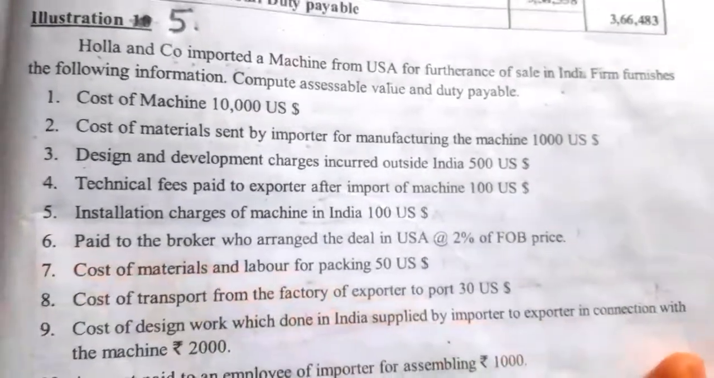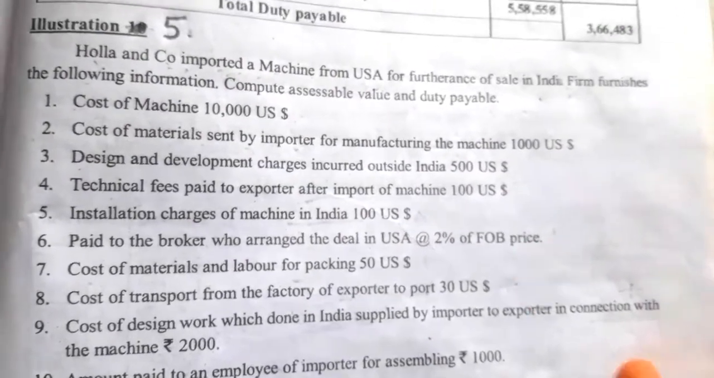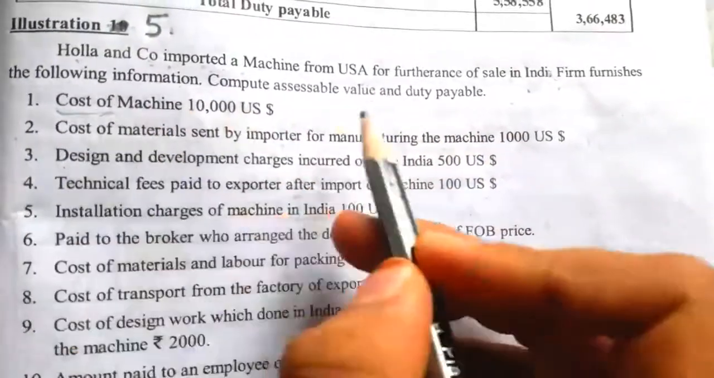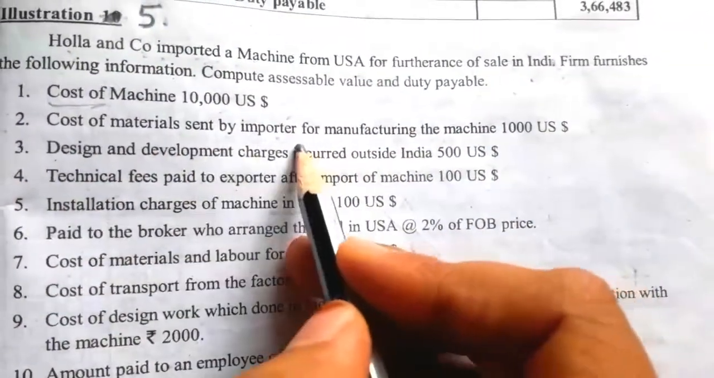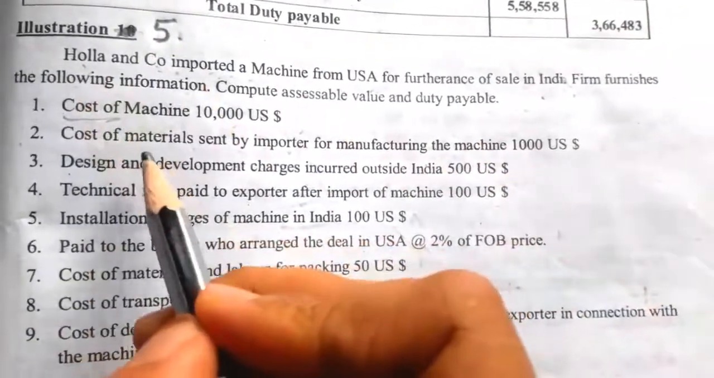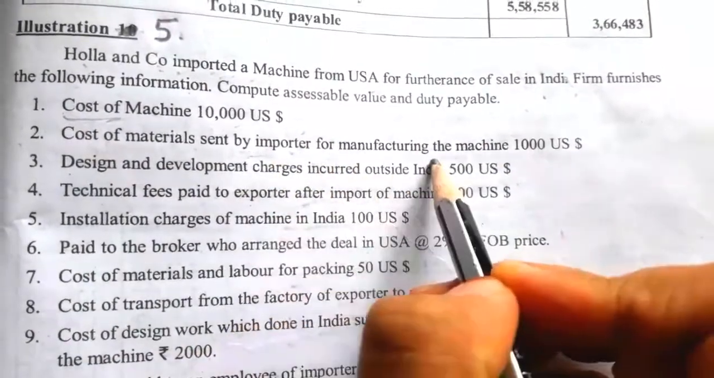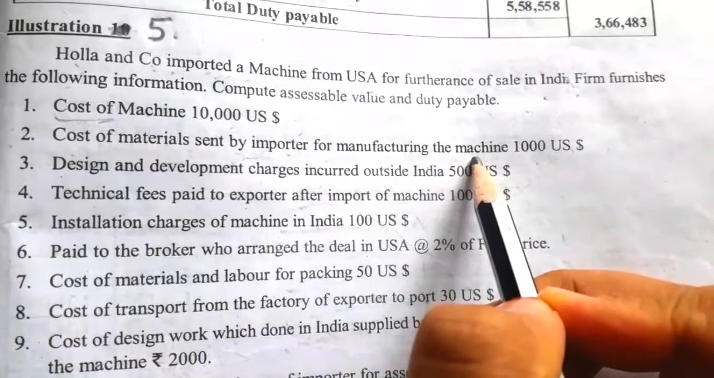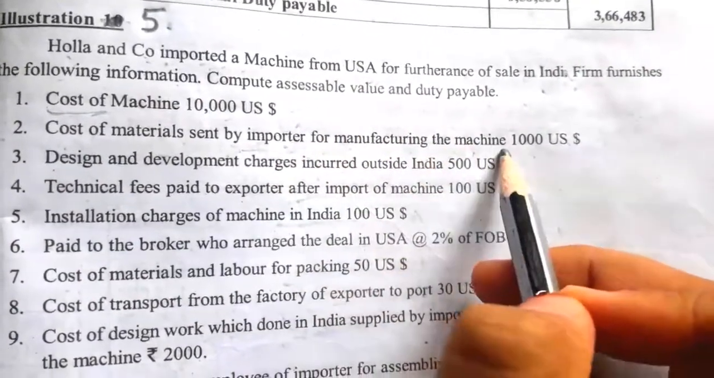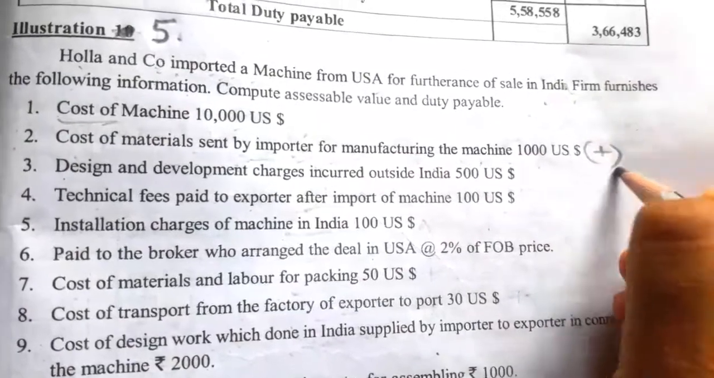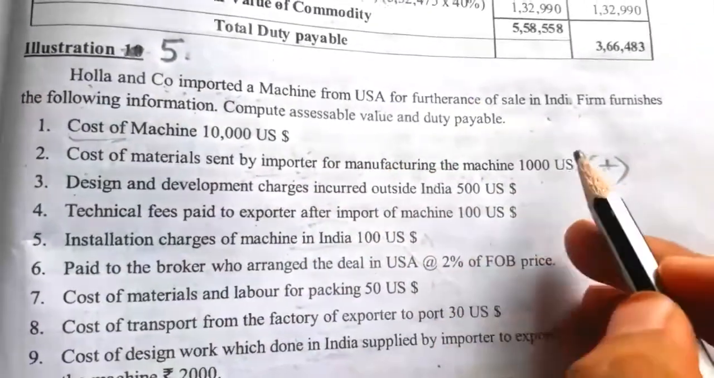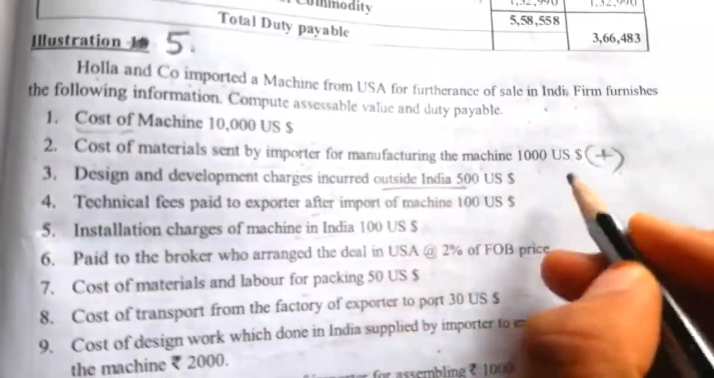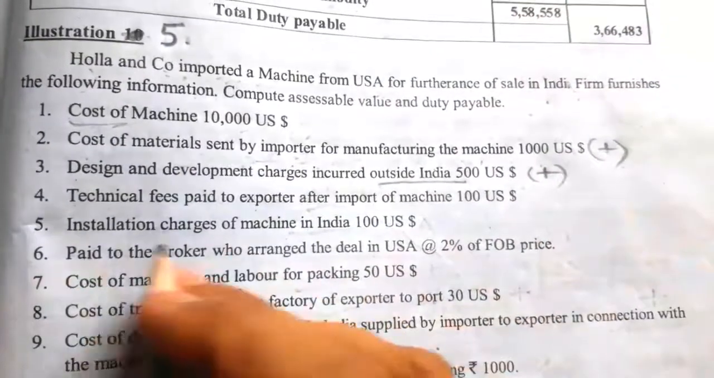Now we'll see the details to compute the assessable value. So the first one is cost of machine $10,000. This one we have to take at the beginning, cost of machine it is $10,000. Then cost of material sent by importer for manufacturing the machine. The cost of material sent by the importer for manufacturing the machine means it is the accessories sent by an importer to the exporter. That accessories is used in the manufacturing of machine. So it should be added. Accessories supplied by an importer to the exporter, the value is $1,000. Then design and development charges incurred outside India should be added. Design and development charges incurred outside India we have to add.